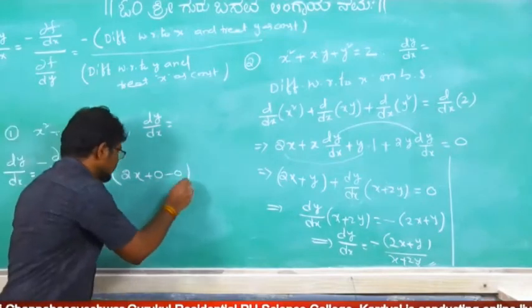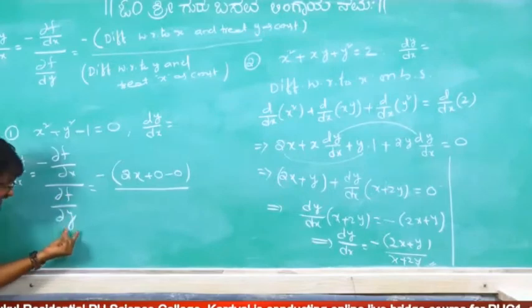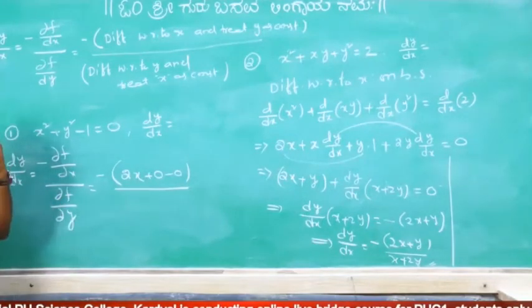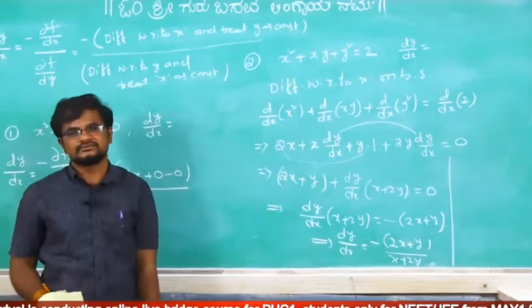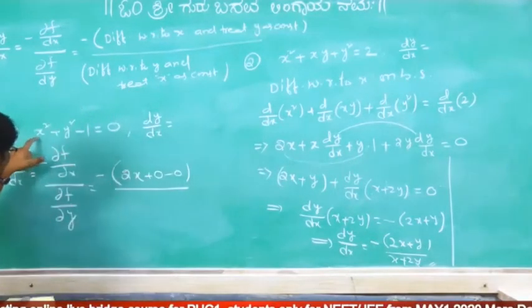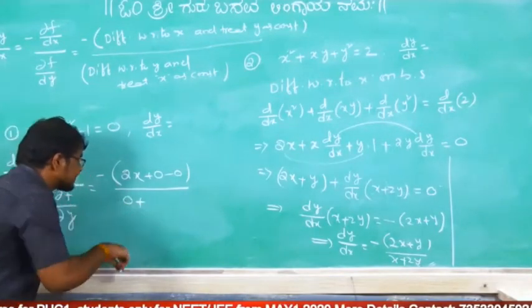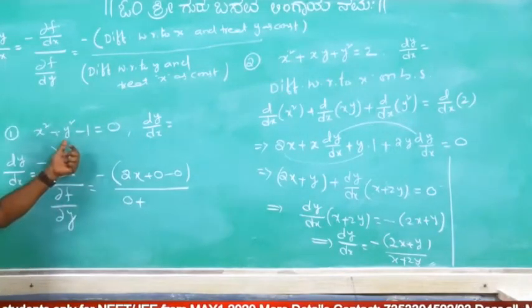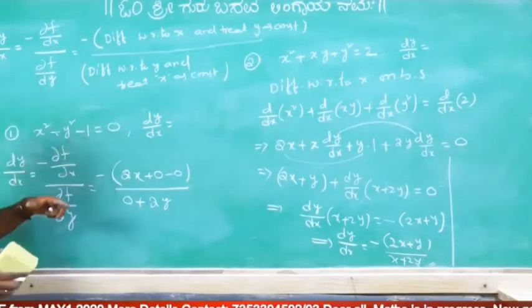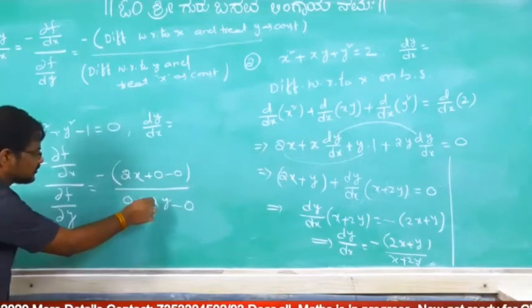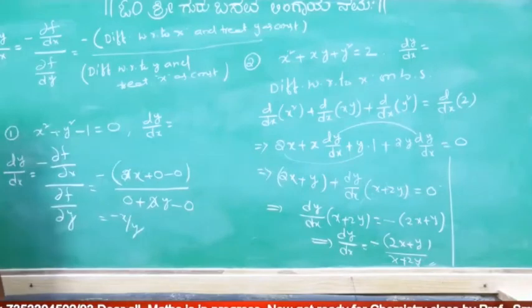Whole divided by the differentiation of the function with respect to y. Whenever you are doing the differentiation with respect to y, treat x as constant. Means differentiation of x square, constant, 0, plus differentiation of y square, 2y, and differentiation of minus 1, 0. So here the 2 gets cancelled. What is the answer? Minus x by y only.